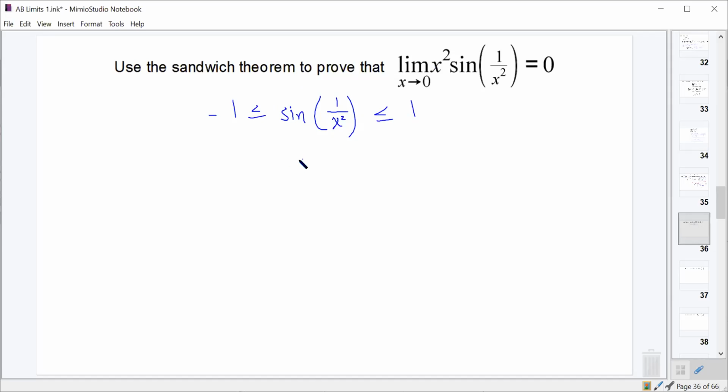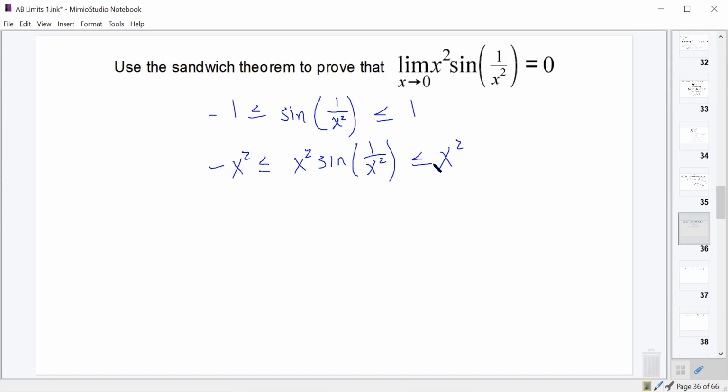Would you multiply all parts of the inequality by x squared? Exactly. I'm just going to multiply them all by x squared, which gives me an x squared on the right and a negative x squared on the left, which is exactly what we were looking for, isn't it? We wanted to show that x squared sine of 1 over x squared was always between negative x squared and x squared, and we've done that.